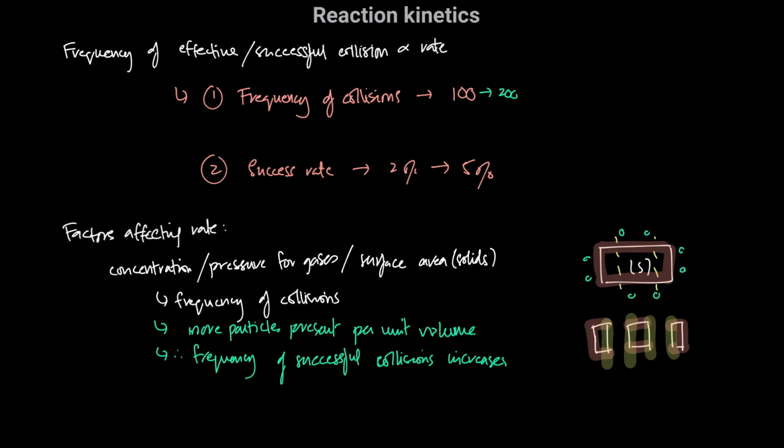So now what's happened is that I have simply increased the particles of the solid present per unit volume of the solid. These faces of the solid are more places where the solution can react with the solid. So when I increase the surface area, we have a greater surface area to volume ratio. More surface is exposed per unit volume, and again there will be more collisions taking place, and therefore the frequency of successful or effective collisions increases.